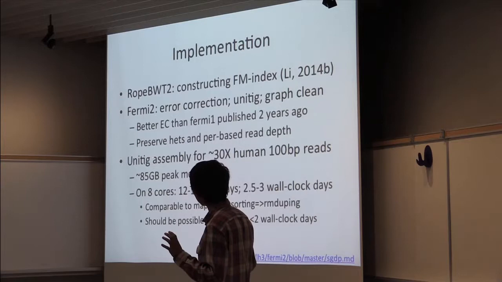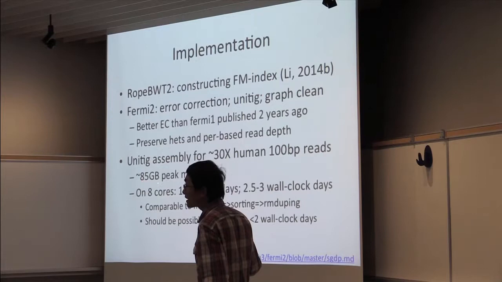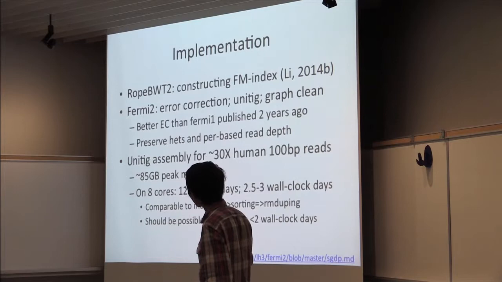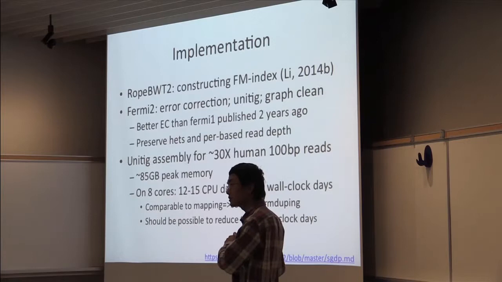Overall, for 34x human data, the peak memory is quite high for now. It's possible to reduce it, but I haven't gone into that part. The peak memory is about 85 gig, that is, it needs a 96 gig memory machine to run this pipeline.